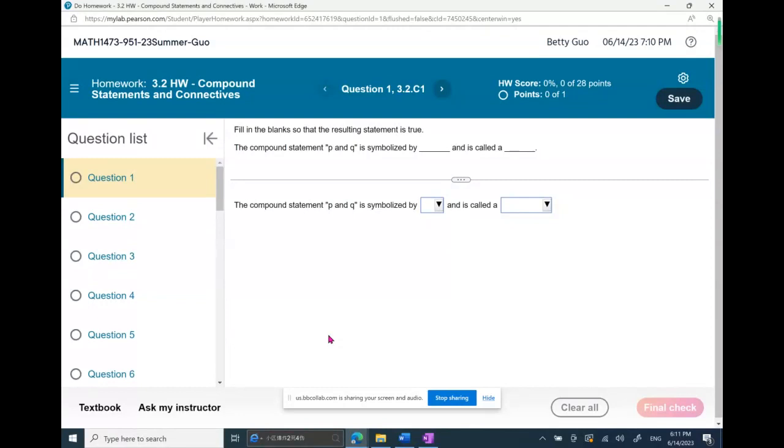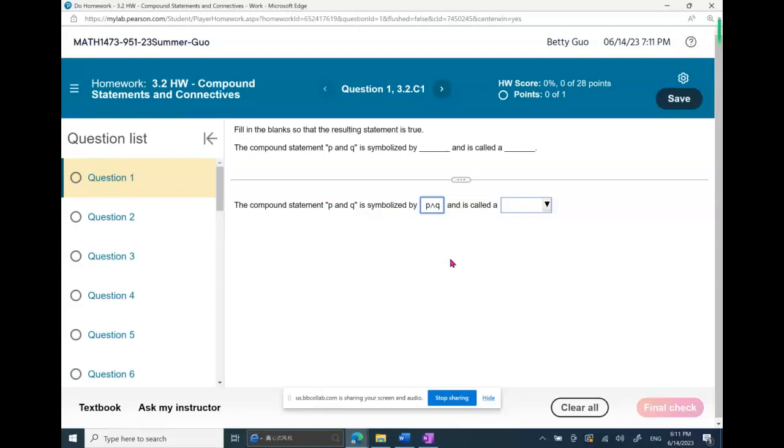All right. So let's look at a question here. The compound statement P and Q is symbolized by this. Let me first introduce some basic concepts. A statement refers to an English sentence that is either true or false, but cannot be both simultaneously.